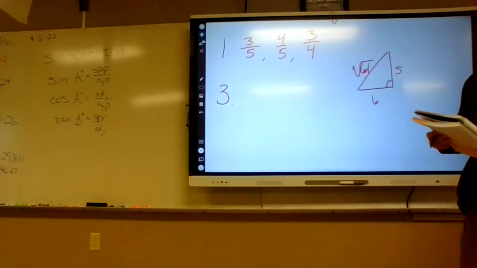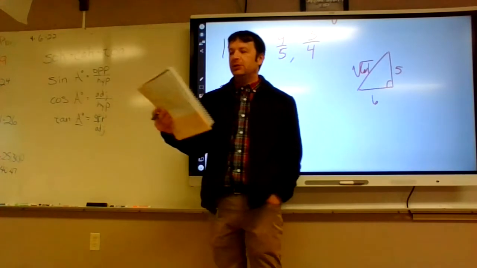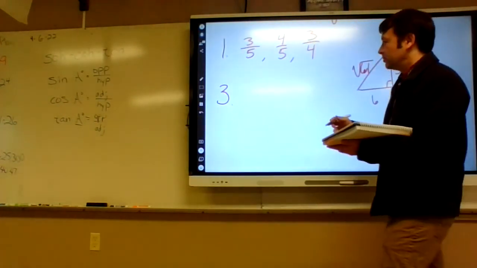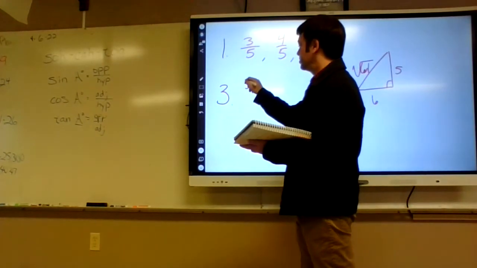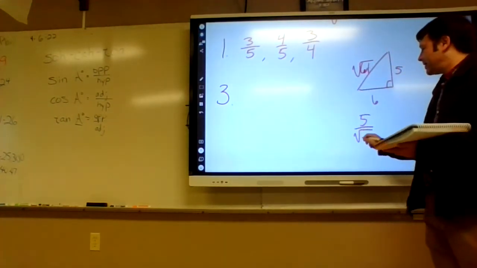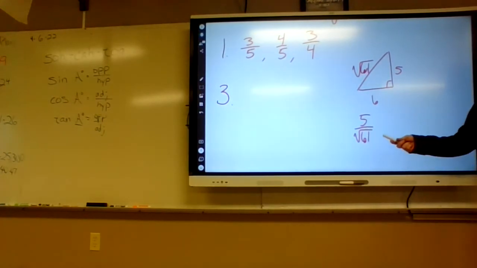On number 3, sine of D, so we want the opposite and the hypotenuse. So what's opposite of angle D? 5. Good job, dude. What's the hypotenuse? Square root of 61. Okay, so it's 5 over square root of 61. However, okay, you guys, anybody know what's wrong with this? Square root of 61. You're not supposed to leave square root in the denominator.